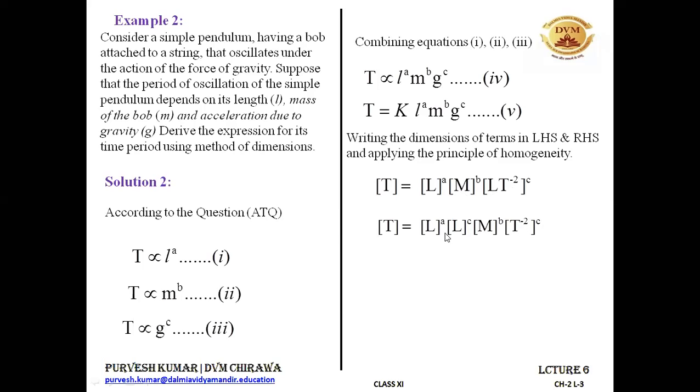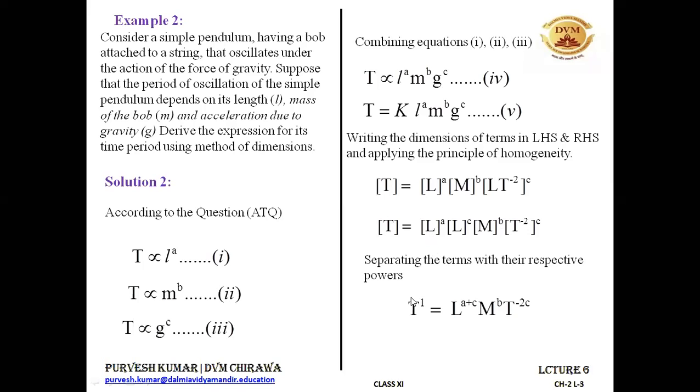Now coefficients are same and powers are different. So what we can do, we can add these powers. We have learned this from algebra that whenever the coefficients are same and the powers are different, we can always add them. So that's what I have done. Here T becomes equal to T to the power 1 and L has power A plus C, M has power B, and capital T is having power minus 2C. All right. So separating the terms with the respective powers, I can write it like this. Towards the left hand side, T is having power 1. So that's what I have written. Towards the right hand side, L is having power A plus C, M is having power B, and capital T is having power minus 2C.